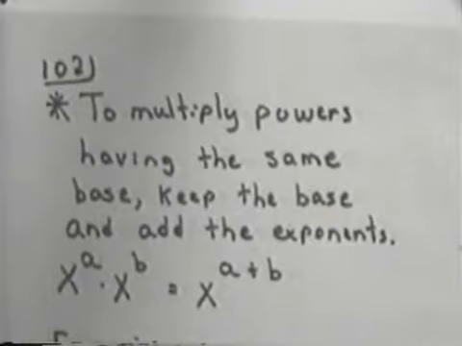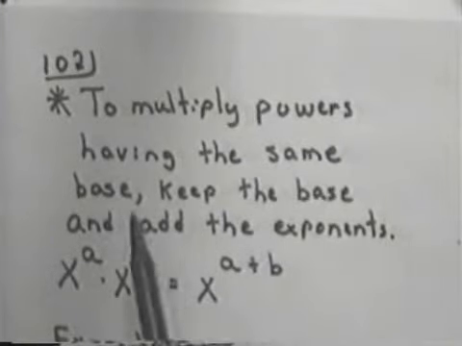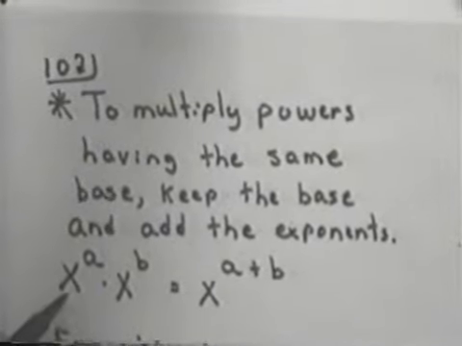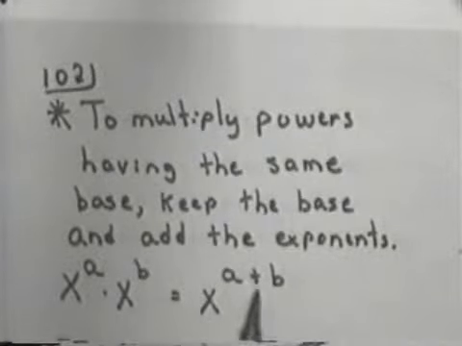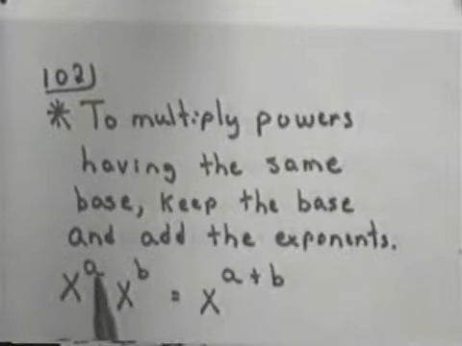Now notice this has been starred, so this is something that you will have to know. To multiply powers having the same base, keep the base and add the exponents. Writing it in symbols, I can say x to the a times x to the b is x to the a plus b. In other words, to multiply powers having the same base, x, you keep the base and you add the exponents. Exponent a plus exponent b.